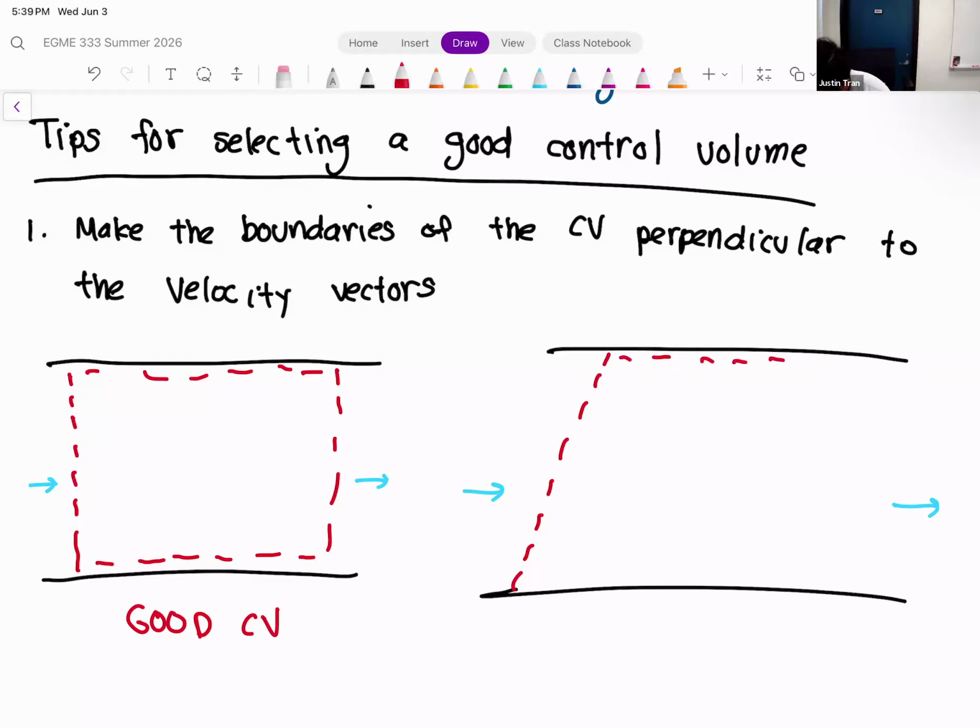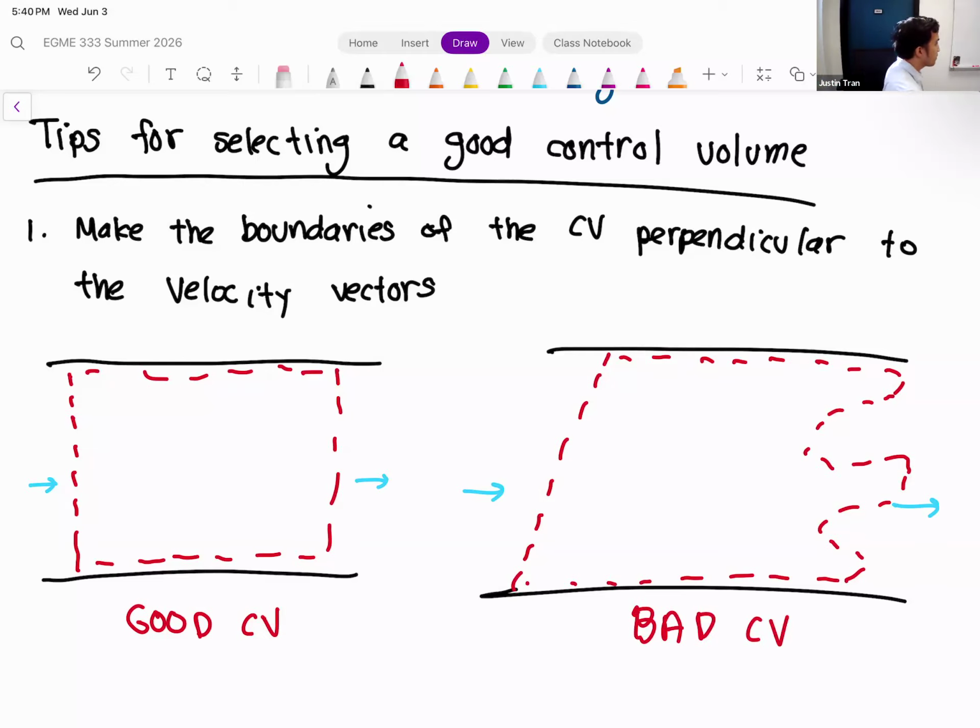Or you make it even worse, right? Let's say that you have a boundary that kind of changes shape, like that. Now the right side there is really a mess because now your direction is not constant, and so you're going to have to integrate that. That integral becomes a lot more complicated. So try to draw your control volume so that it's perpendicular to the velocity.